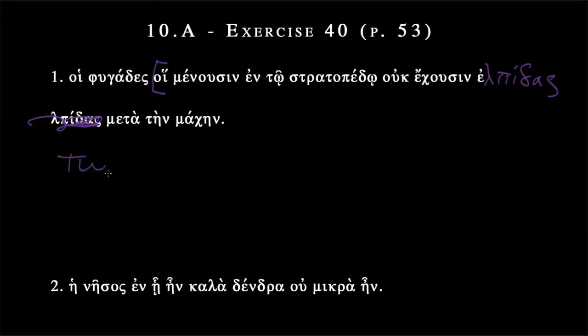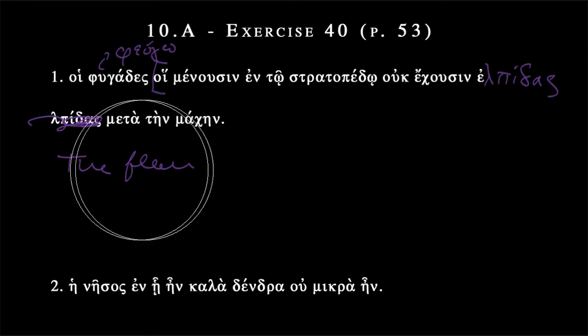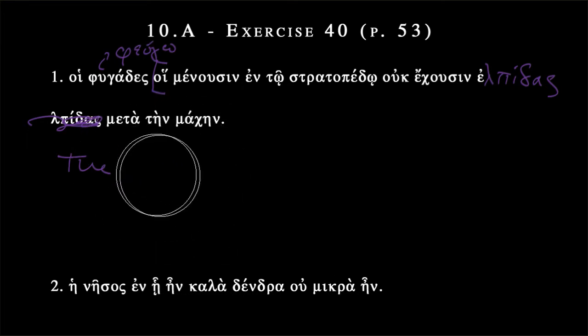Well, that's going to be the, and then fugades. The fleers. Literally, what's this from? Well, it's from felgo. These two are not unrelated. But we have a better word than fleers. They're exiles. They're fleeing from the country.